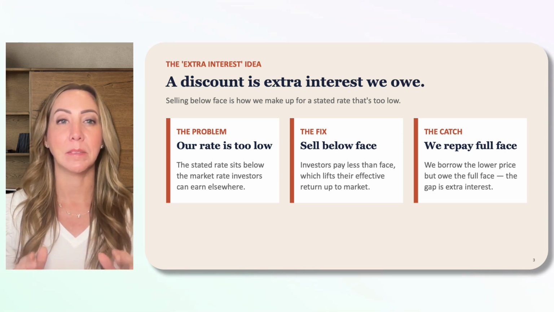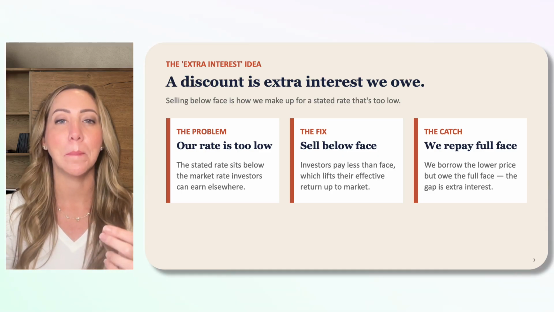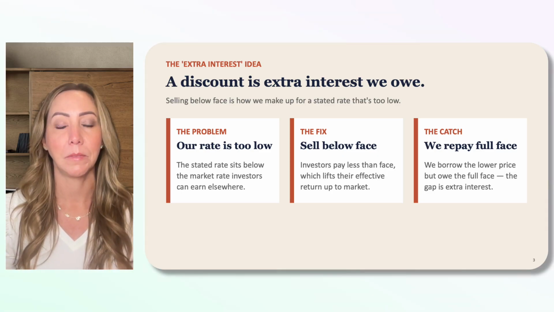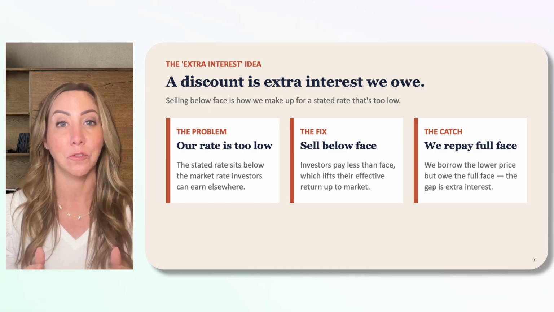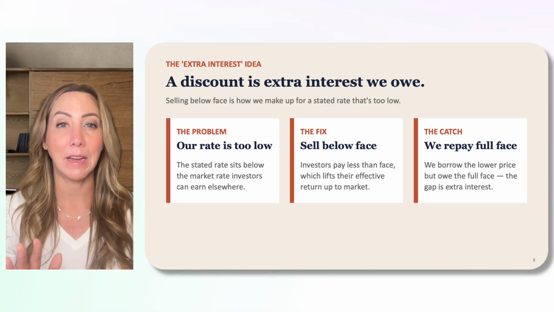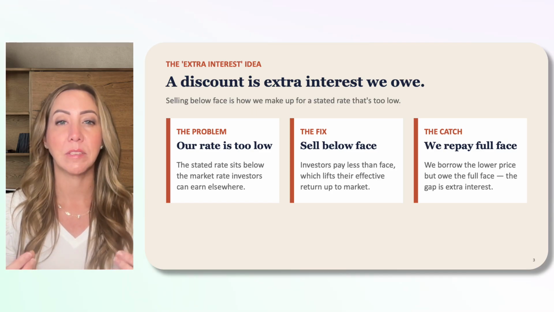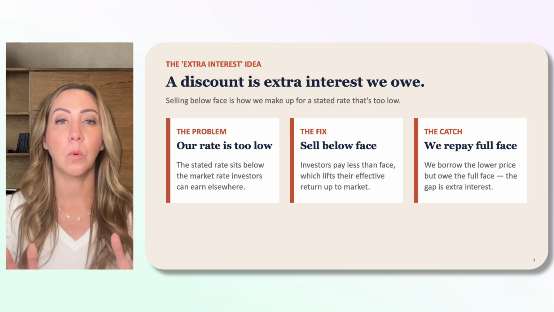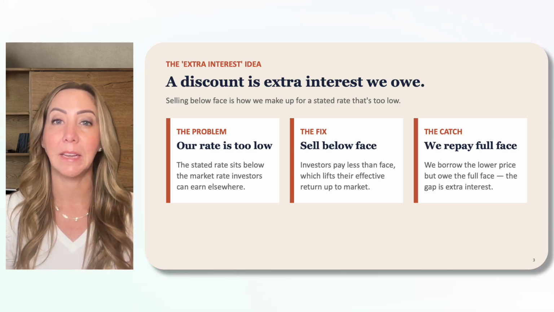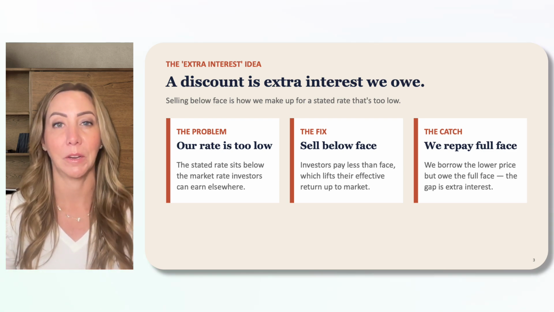The way we make it up is by selling them the bond for less than face, but still paying them back the full face at maturity. We borrow, say, $95,000, but we repay $100,000. That extra $5,000 at the end is real interest. It's extra interest we're paying precisely because our stated rate was too stingy. We have to pay them back more than they borrowed. And if you add that extra interest to the interest payments that we're making at the stated rate, we're able to lift the investor's effective return up to the market rate.